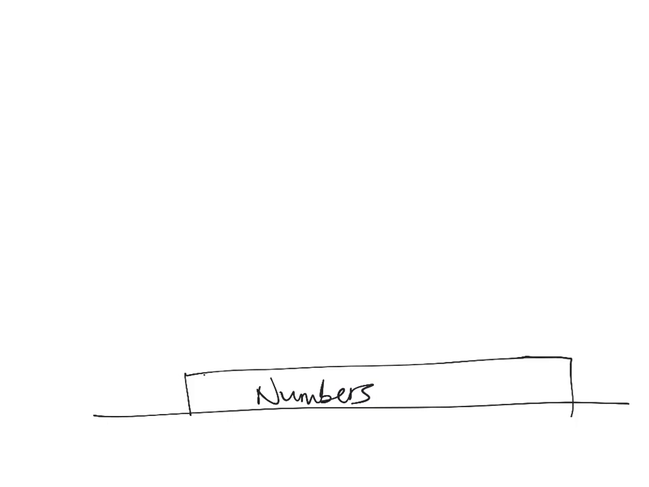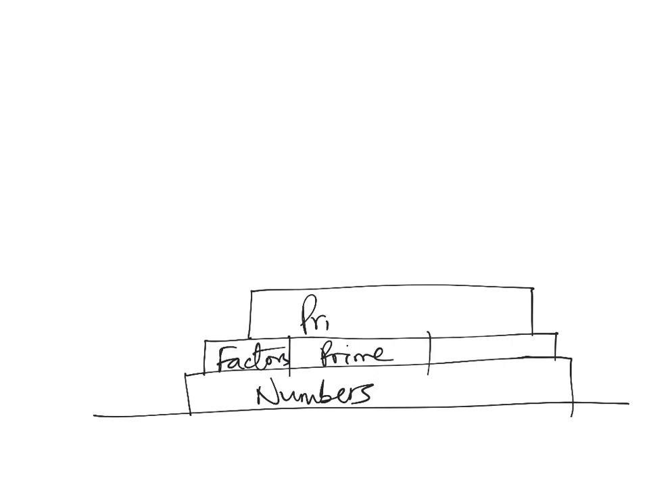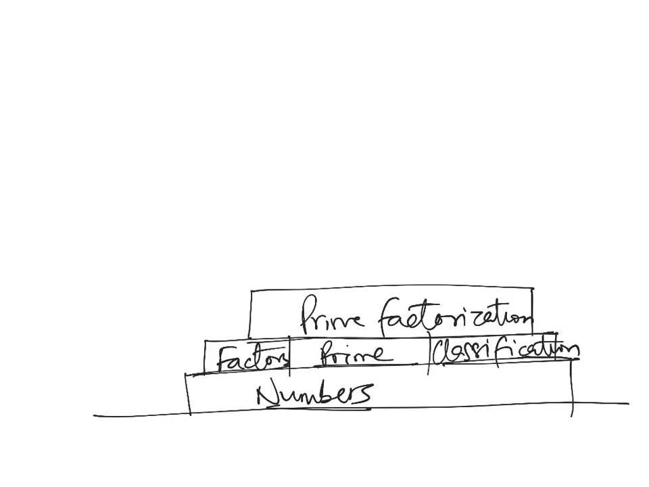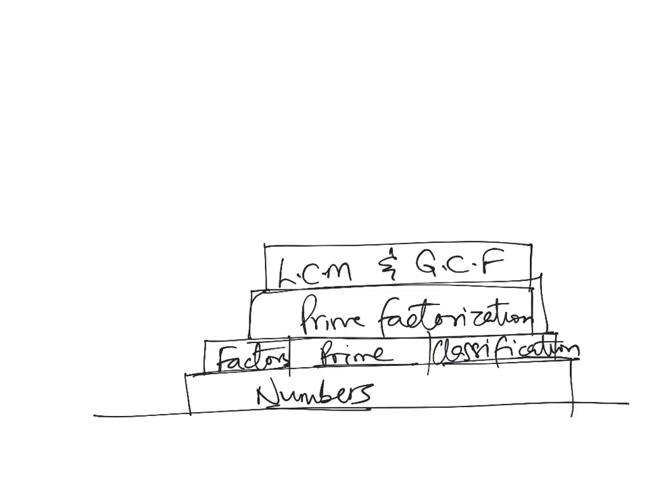So we have numbers, and then we have this pillar here where we talk about factors of numbers, and then we talk about prime numbers, right? And then on the next level of the pillar, we have prime factorization, because we need to understand prime numbers in order to do prime factorization. Maybe here we're going to put classification of numbers. So we have numbers, classification of numbers, prime numbers, factors. Then we have prime factorization. Then we can go up another level and we can look at LCM and GCF. So basically we need to understand prime factorization in order to do well with LCM and GCF. That's the point I'm trying to make.